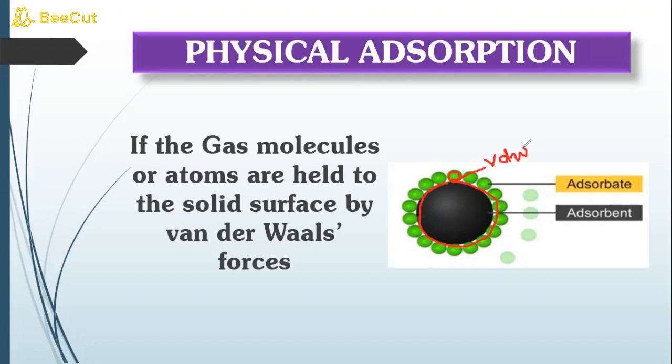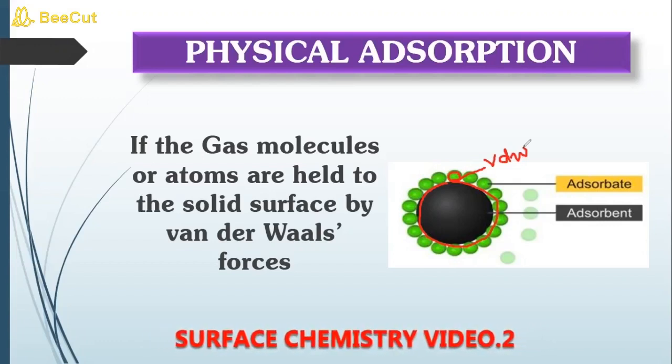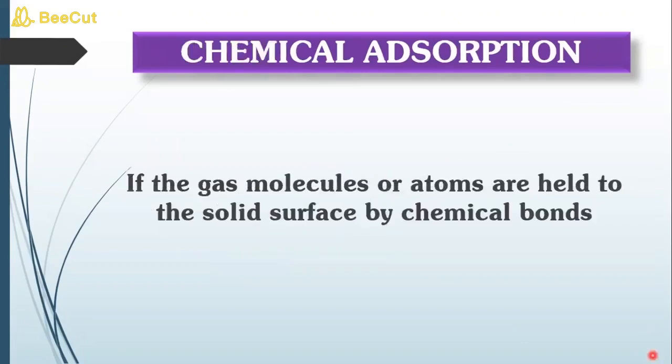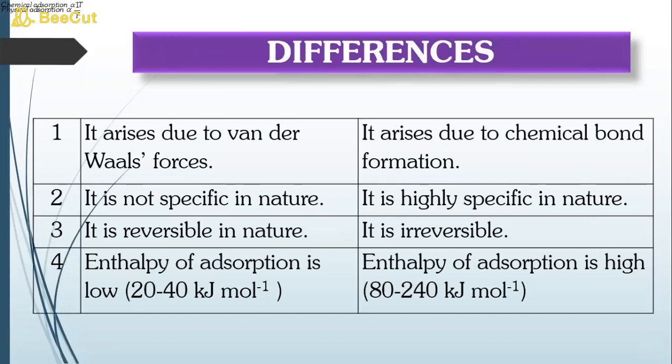That is, if the gas molecules or any atoms are held to the adsorbent surface by weak van der Waals forces such as London force and dipole-dipole interaction, it is called physisorption. Whereas in chemisorption, the bonding between the adsorbate and the adsorbent is going to be very strong, that is, it's going to involve strong covalent bonds. In continuation with that, we'll analyze what all the differences are between physisorption and chemisorption. Physisorption involves only weak van der Waals forces. In case of chemical adsorption, the interaction between the adsorbate and adsorbent is going to be a strong chemical bond, or say a covalent bond.